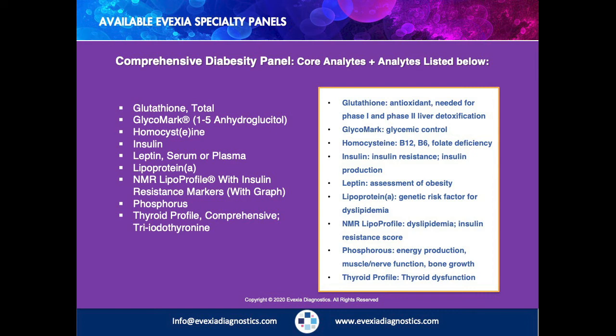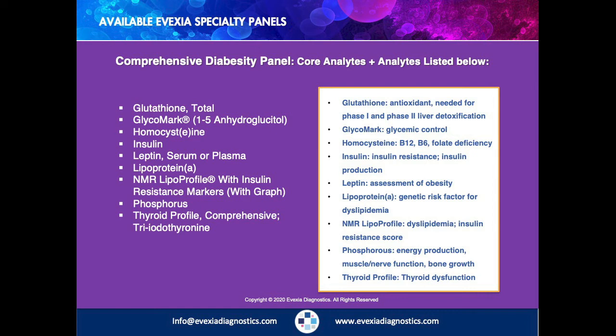Next is homocysteine, and as you know by now, vitamins B6, B12, and folate are required for the metabolism of homocysteine. You definitely don't want homocysteine to build up in the body because it's a risk factor for cardiovascular disease, peripheral vascular disease, stroke, and conditions that affect the cardiovascular system.